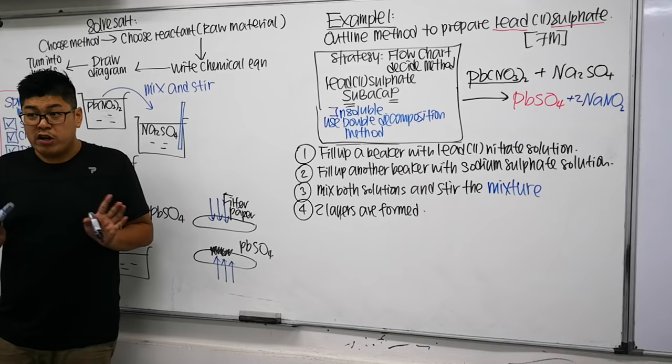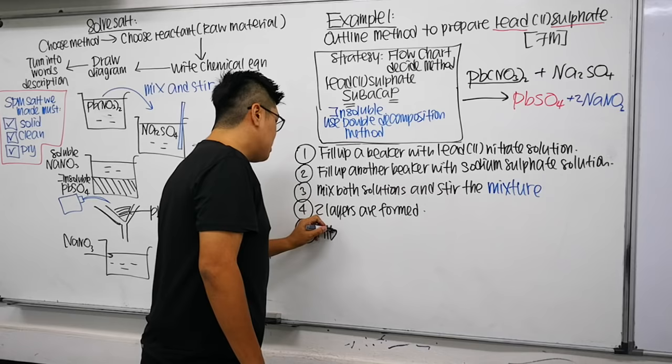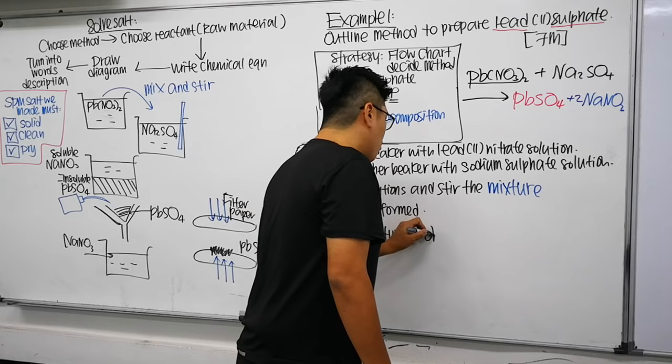After forming two layers, you go to filter. Hey, what is the purpose of filtering? I want to get the solid, right? Who is the solid? Lead sulfate. Alright, so you just write this: I filter the mixture. So why do I filter the mixture? I filter the mixture because I want to obtain the lead sulfate.